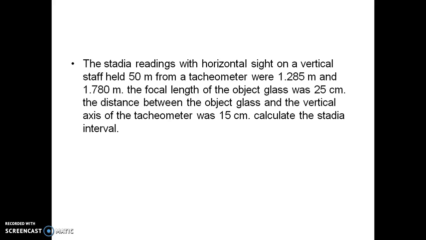And we know the horizontal distance is also fixed, since it is 50 meter as given in the problem. It is from the instrument to the staff held position. So we know the capital D value, we know the S value, we know the focal length f, and we know the d value. The only thing we don't know is the stadia interval, that is i. So if we substitute the remaining values appropriately in the equation we have derived, we can easily get the value of i.